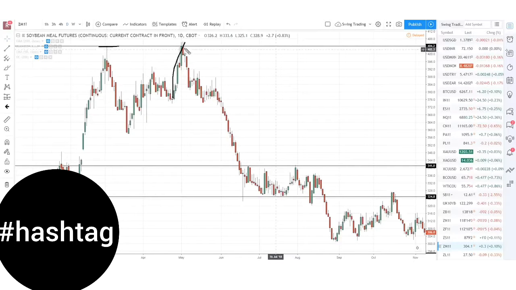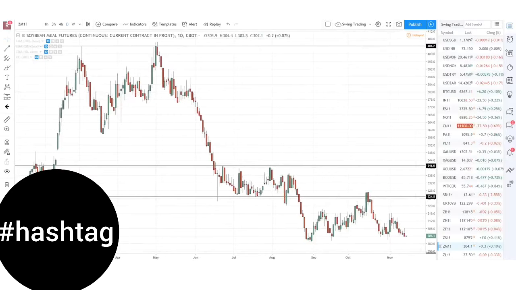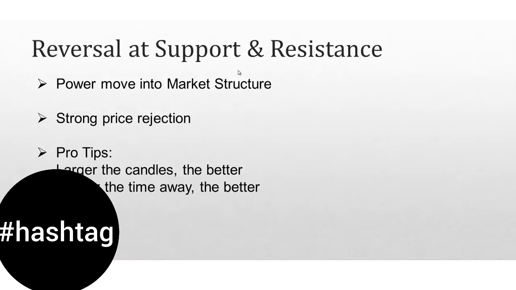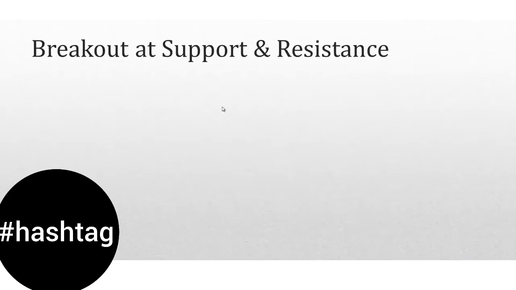Okay, another example, I think this is quite a decent one. Although this is counter trend, there is a strong power move into market structure, and then this reversal. Notice the range of these candles: large, big, and bold. Okay, so hopefully you understand this one over here when you trade reversal at support and resistance. This is stuff that you probably will not find elsewhere. Okay, moving on.